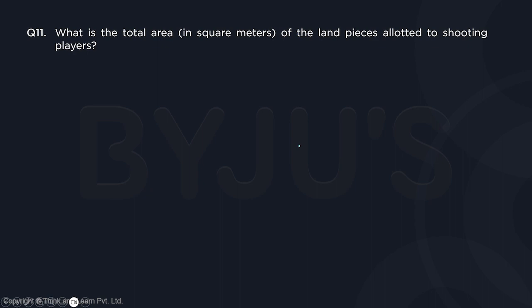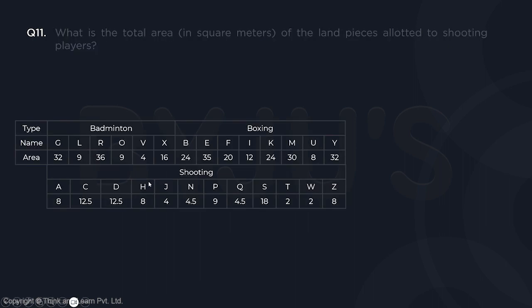So I've already made that table for all of you. First question: what is the total area of the land pieces allotted to shooting players? Let's have a look at this. These are the areas that I have written in front of all their land pieces. So, total area of the land pieces allotted to shooting players.